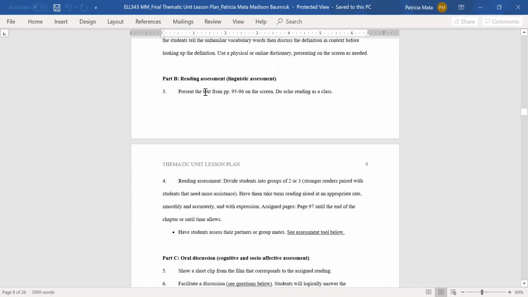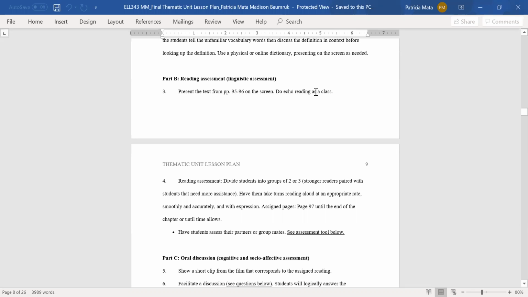So the teacher would be doing an echo reading of pages 95 to 96. So if you're using a similar format to the book that I'm using, pages 95 to 96 should be the first 2 pages of chapter 9 of the book. And then you would want to explain what echo reading is.